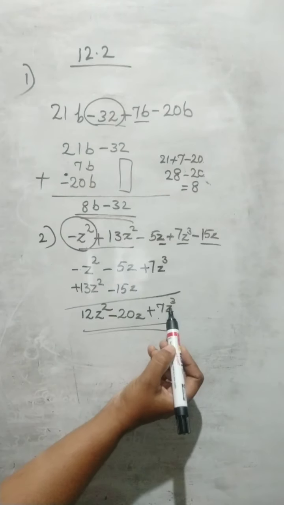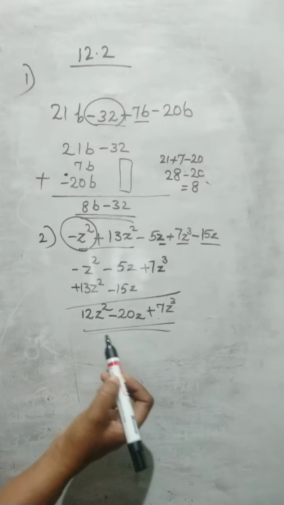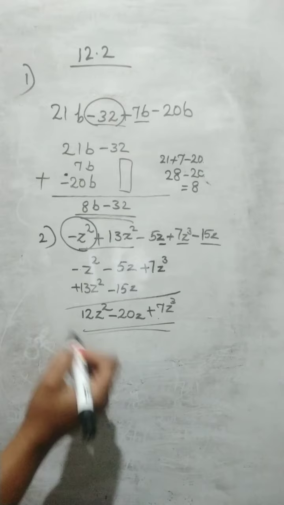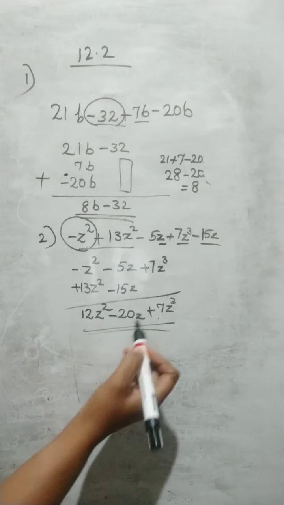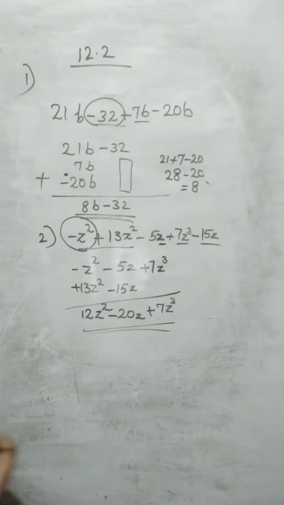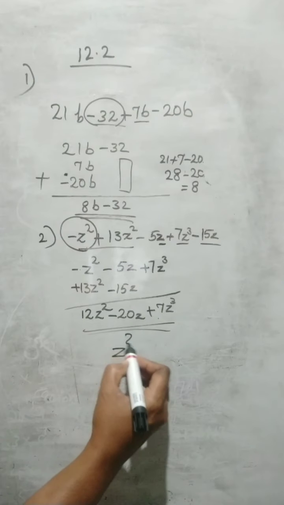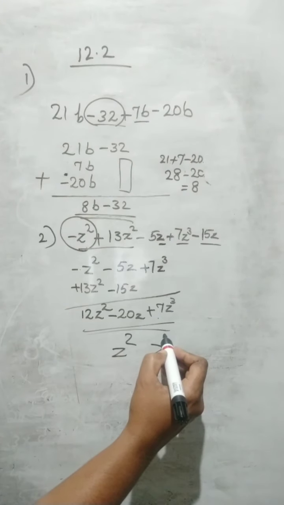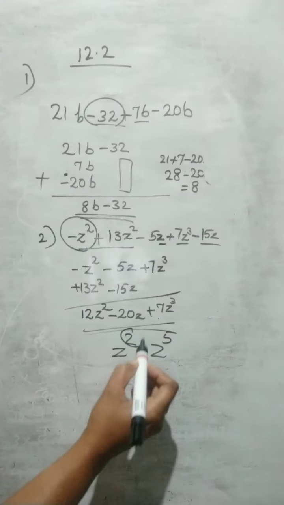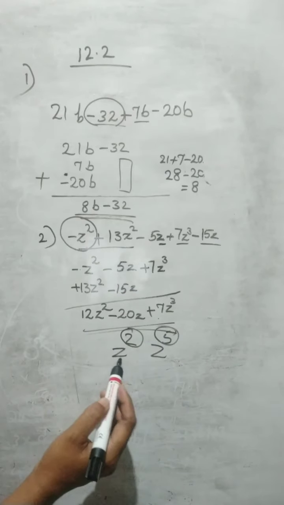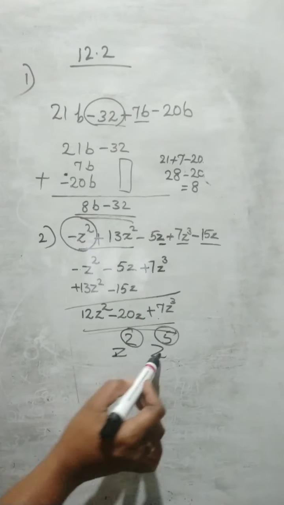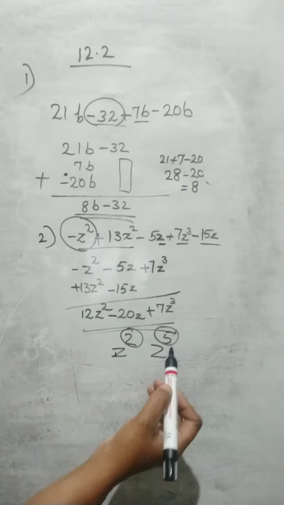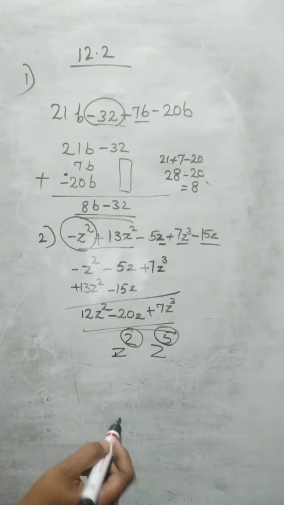Here the z cube has the greatest power. Do you know what a power is? Here z square, z raised to 5. Here 2 and 5 are the powers of this z and this z. Here the greatest power is 5. Clear?